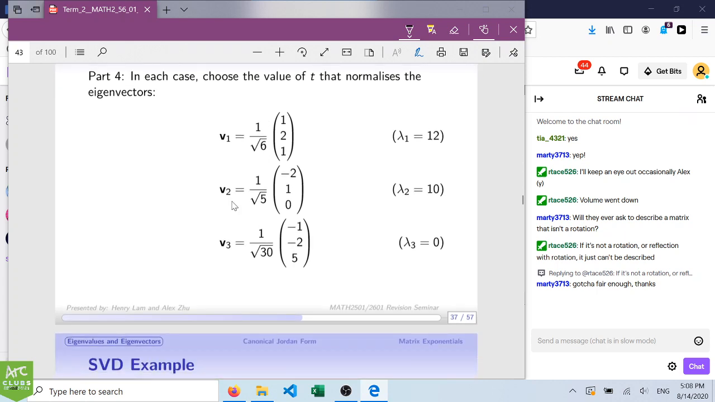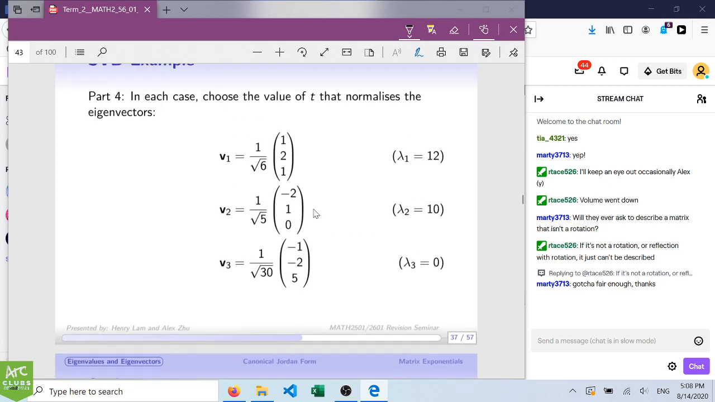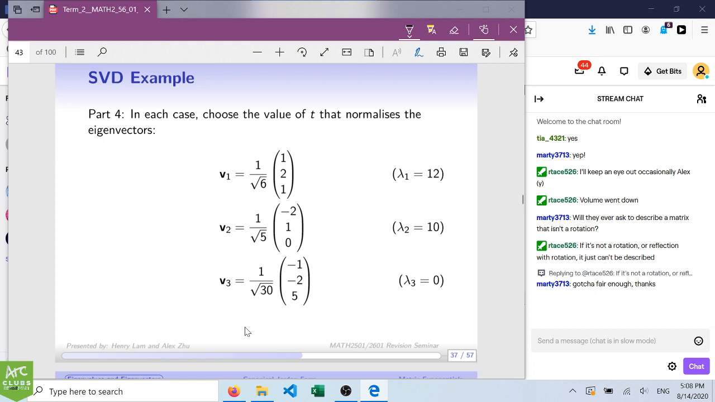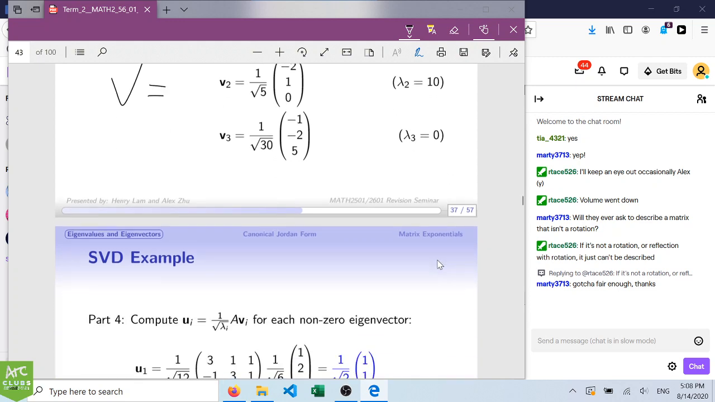And so taking these three vectors, you automatically get the V matrix. And remember, you also have to list out the eigenvalues in descending order as a convention.